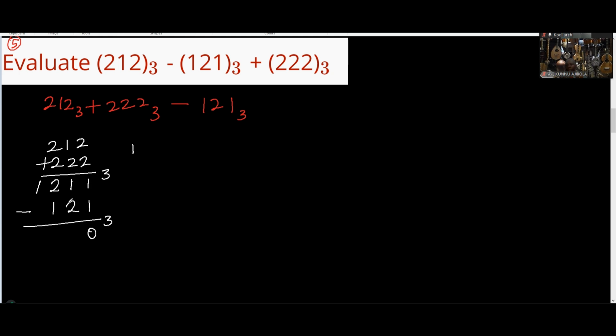But 1 minus 2 is impossible. So I have to borrow 1 from the neighbor, which is remaining 1 here, and it's a 3 I borrow, plus 1, that's 4. So 4 minus 2, that is 2. Then I have 1 minus 1, that is 0. Then I drop down the final 1 since there is nothing to take away from it. So this is 1020 base 3. That means the answer to this is 1020 base 3.